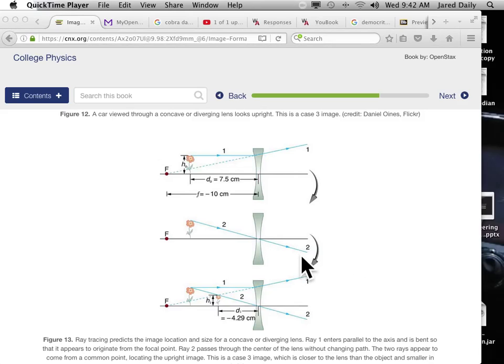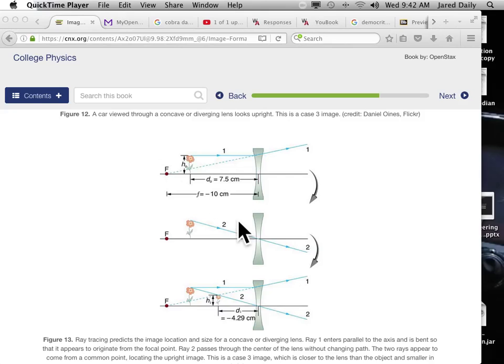And then we could do the third one as well. The third one, however, is not terribly helpful to us, so we won't really use it. We'll just use these two. The third one would go from the focal length to the flower, and then, I can't remember what it does. Anyway, it doesn't matter. We're just going to use these two rays.